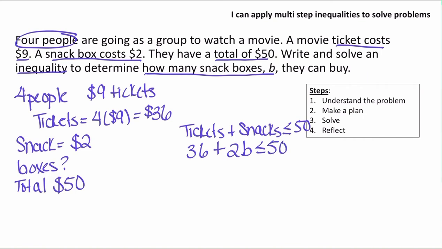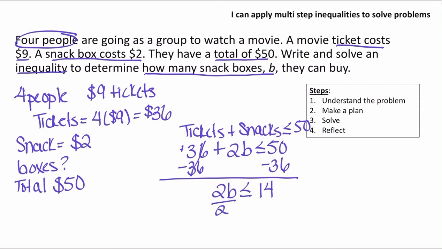So now let's solve this inequality to figure out how many snack boxes they can buy. Well, I'm going to start off by moving this 36 away. So I'm going to subtract 36 from both sides, right? Because this is a positive 36. So when I do that on the left, 36 and minus 36 will cancel. So I have 2B is less than or equal to 50 minus 36, which is 14. Now to solve for B, we're going to divide both sides by 2. So on the left side, 2 and 2 will cancel. So I have B is less than or equal to 14 divided by 2, which is 7. So I'm saying that they can buy 7 boxes or something less than 7.